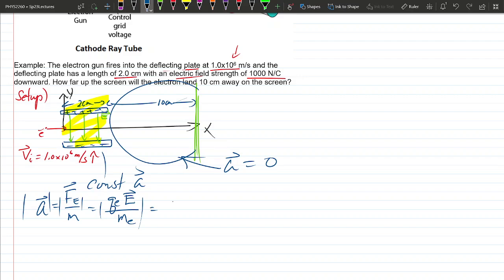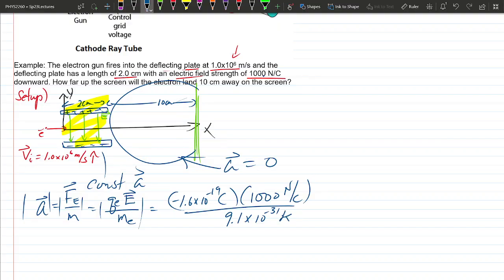The charge of an electron is negative 1.6 times 10 to the negative 19 coulomb. The electric field we're dealing with is 1,000 newtons per coulomb. And the mass of an electron, this I may not know off the top of my head. Who knows it off the top of their head? It's 9.1 times 10 to the negative 31. It's pretty light in kilograms.